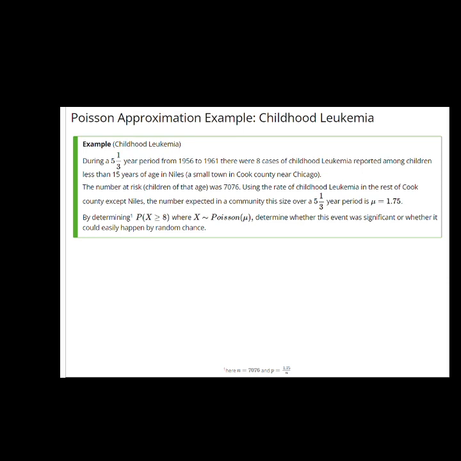What we're looking to do, then, is to compute the probability that x is greater than or equal to 8 on the assumption that x has a Poisson distribution with parameter mu equals 1.75. And if that probability is extremely small, we'll conclude that it's unlikely this happened by chance.